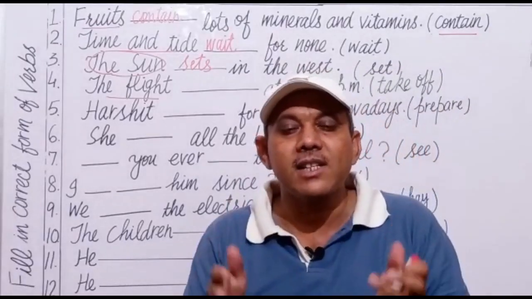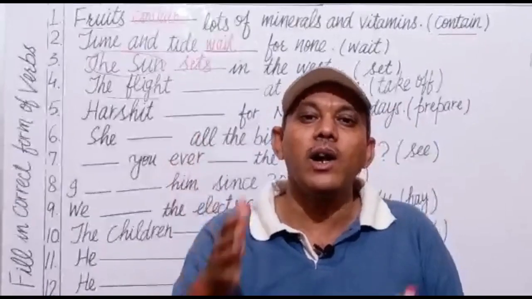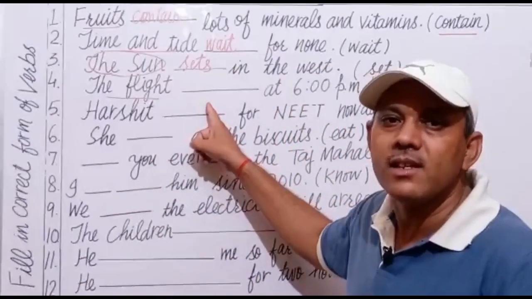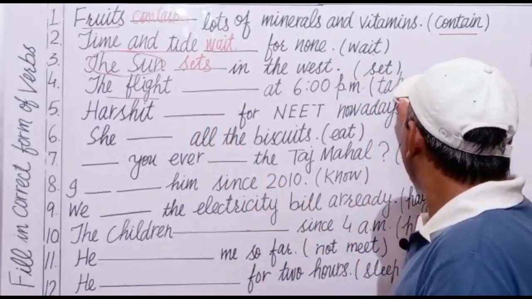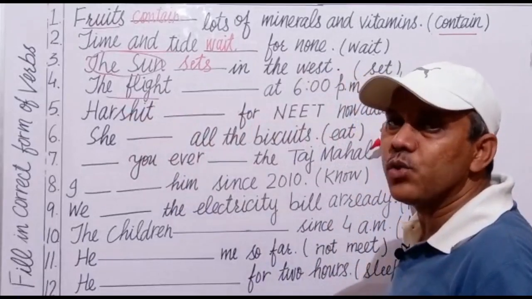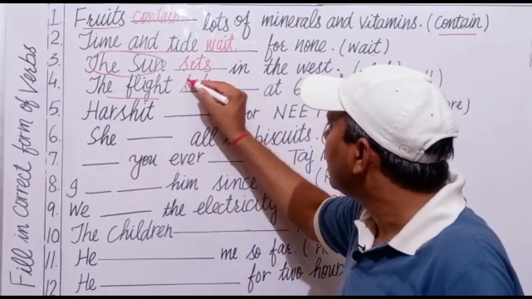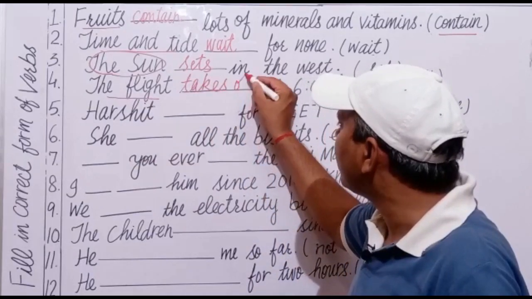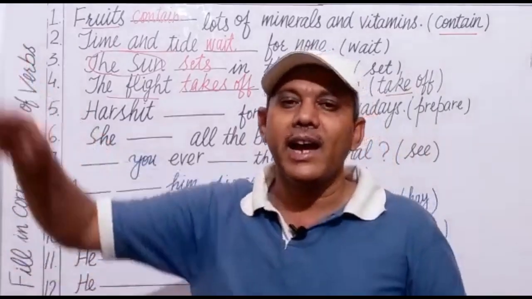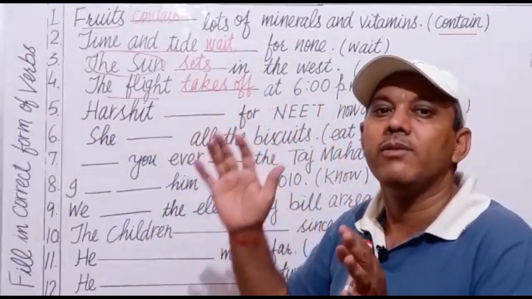The timetable of a train, a flight or a bus is always expressed in simple present tense. So, being the singular subject, we shall add S to take. The flight takes off at 6 p.m. It means this is the timetable of the flight.